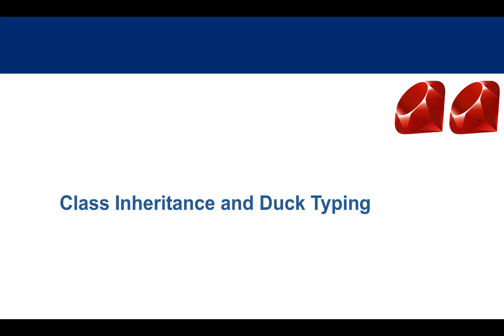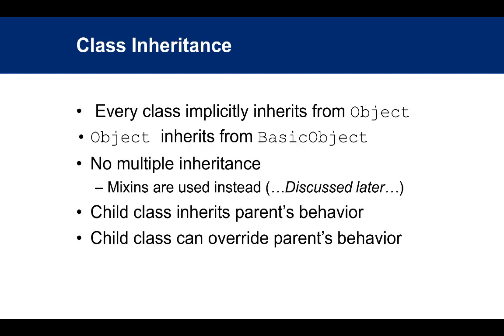So now let's talk about how Ruby supports class inheritance and what is duck typing. Class inheritance is an object-oriented concept: every class implicitly inherits from Object, and that's true in Ruby as well. Also in Ruby, the Object class itself inherits from another class called BasicObject. Ruby does not support multiple inheritance, so a class always inherits from exactly one other class. If you need the behavior of multiple classes, there's something called mixins, which we'll talk about later.